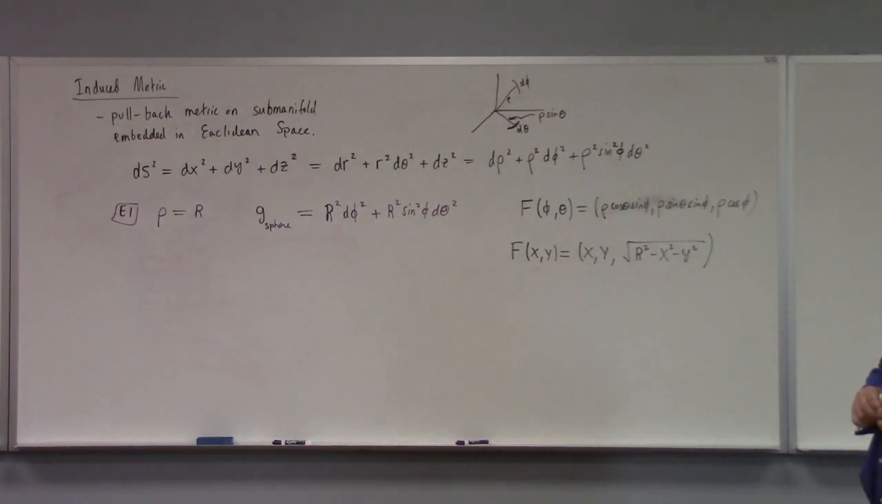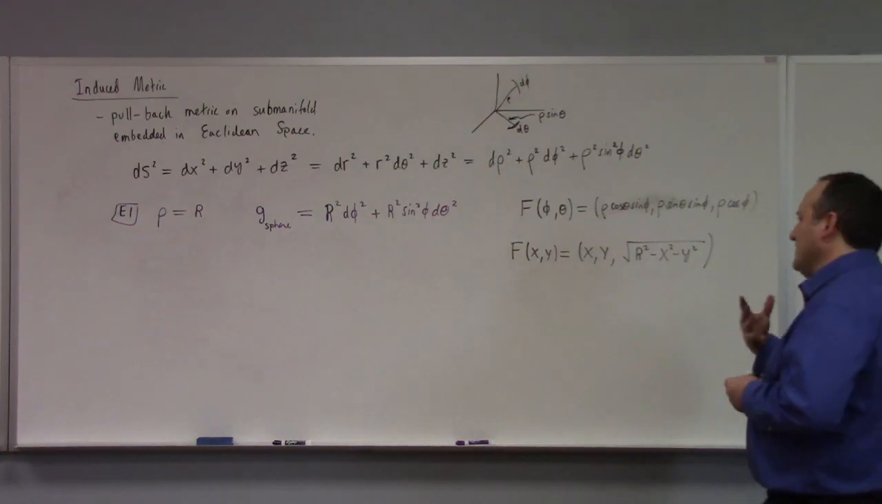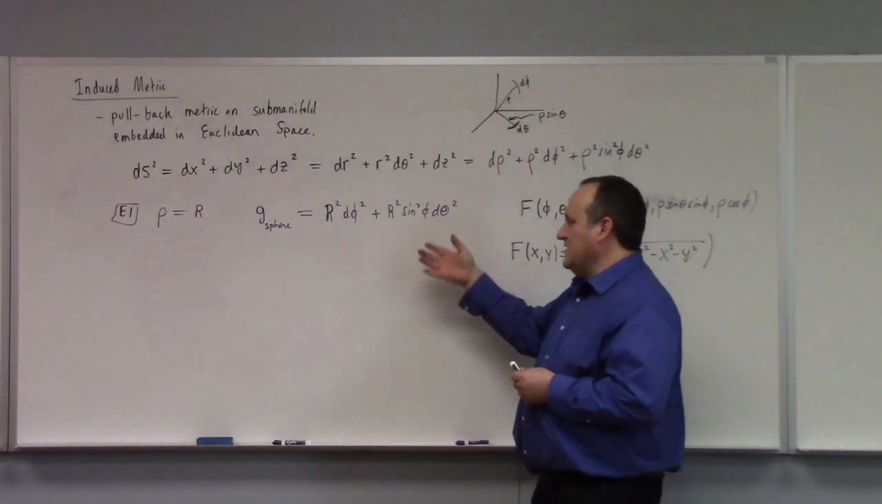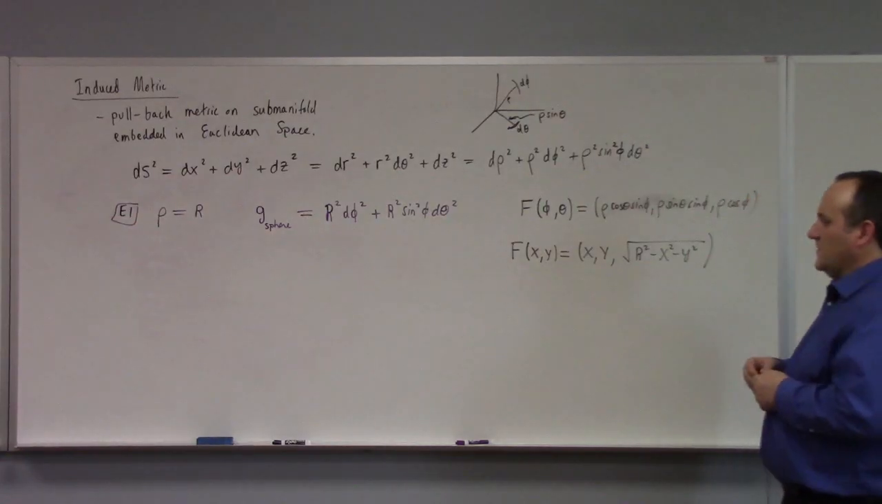Just take the exterior derivative of those terms, right? dx. I don't know, I'm being dumb here. There's something much easier to do. It is really the restriction of the Euclidean metric to the sphere.